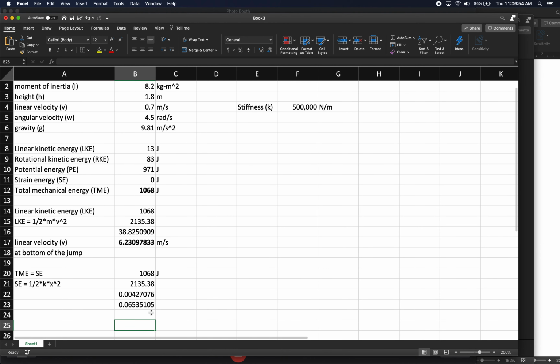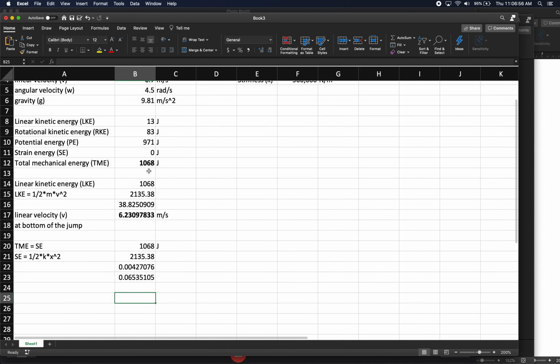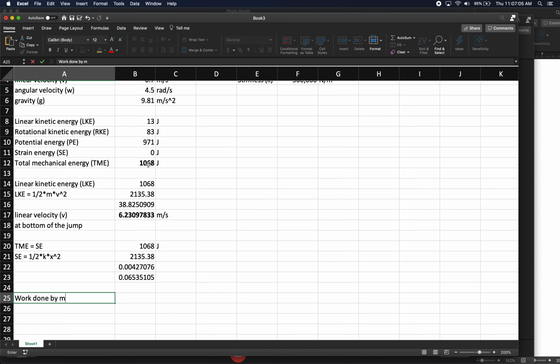So, since the gymnast lost 1,068 joules of mechanical energy, the mat gains 1,068 joules of mechanical energy, meaning the work done by the mat on the gymnast equals that change in energy, that 1,068 joules. Okay. Work, W, is equal to force, or average force, times displacement, or distance traveled, which in this case is our deformation, our x that we just previously calculated, that deflection of the mat here.